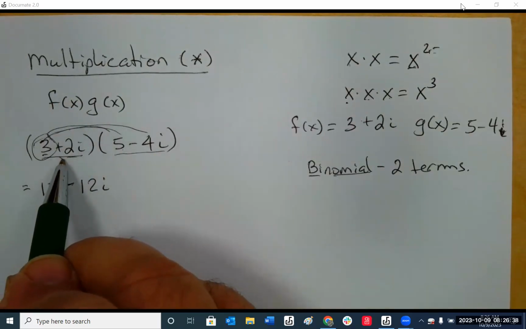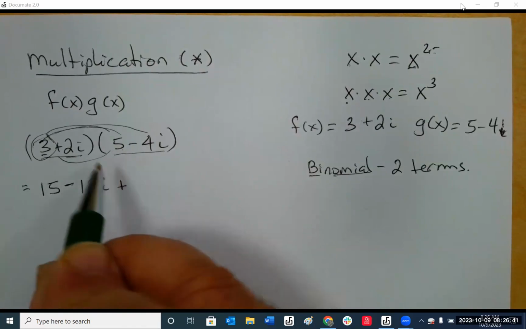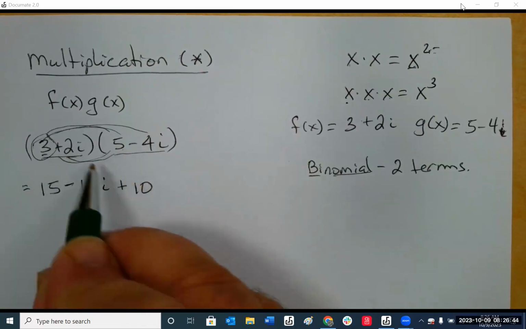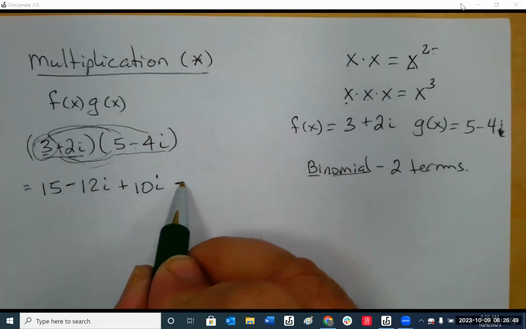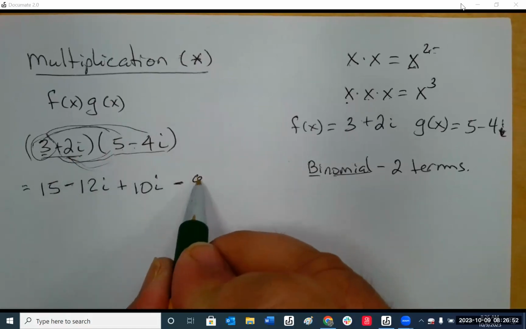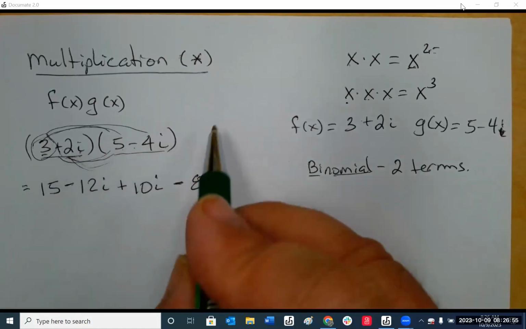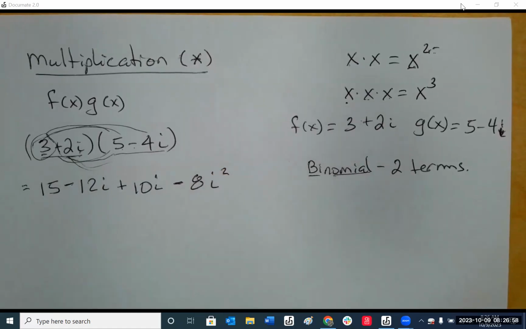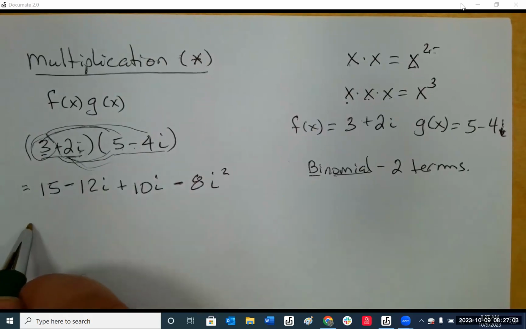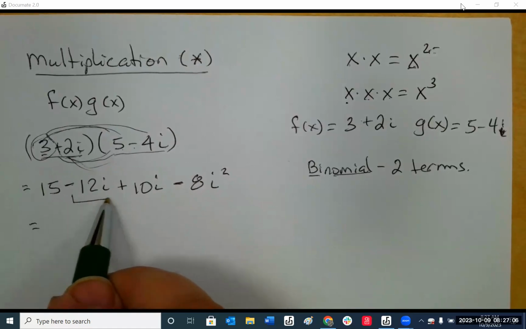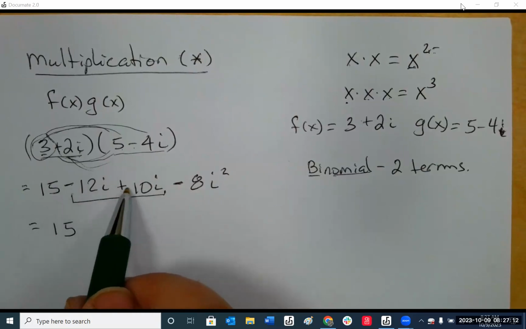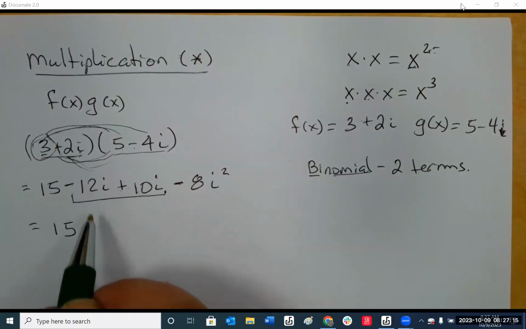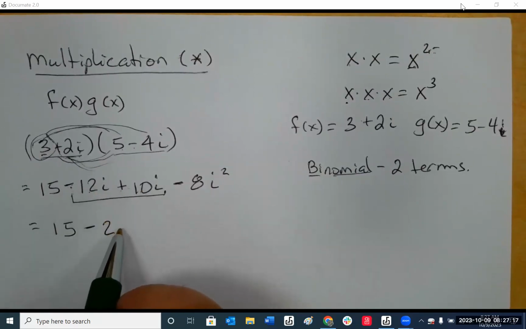Now the next one. Positive times positive is positive. 2 times 5 is 10, since there's an i. Positive times negative is negative. 2 times 4 is 8. i times i is i squared. Combine like terms, since we got rid of parentheses. Here we have the middle terms. Negative 12 plus 10. So 12 is bigger, so the answer is negative. 12 minus 10 is 2i.